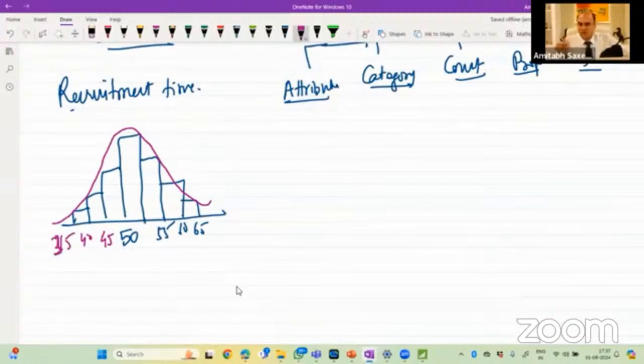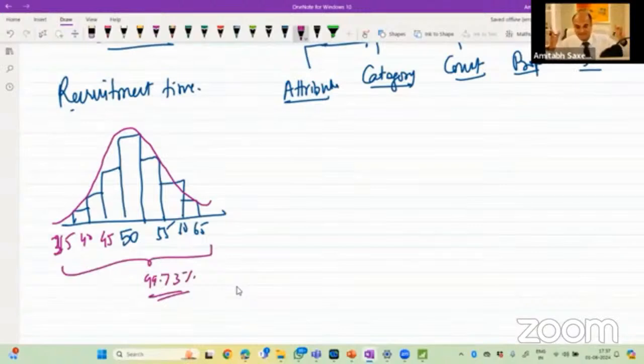So most of your recruitments are taking between 35 to 65 days. To be very precise, 99.73% of your recruitments will be taken within some limits, within the normal curve. Almost 100% of your population. I'm talking about the population, not the sample.